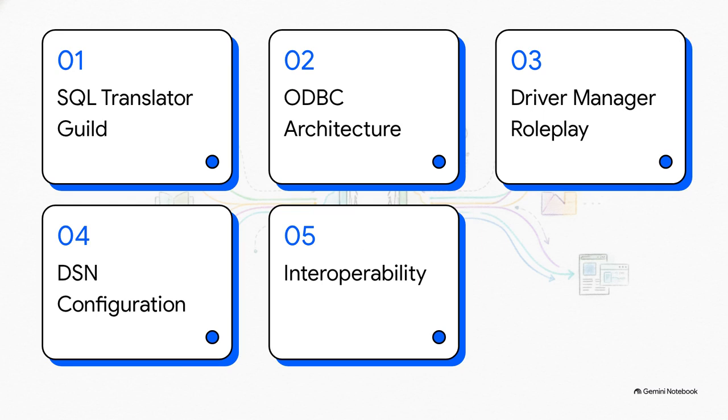First, the SQL Translator Guild. Second, ODBC architecture and middleware. Third, we'll get into the driver manager roleplay. Fourth, physical DSN configuration sheets. And finally, number 5, achieving system interoperability. All right, let's jump right in.